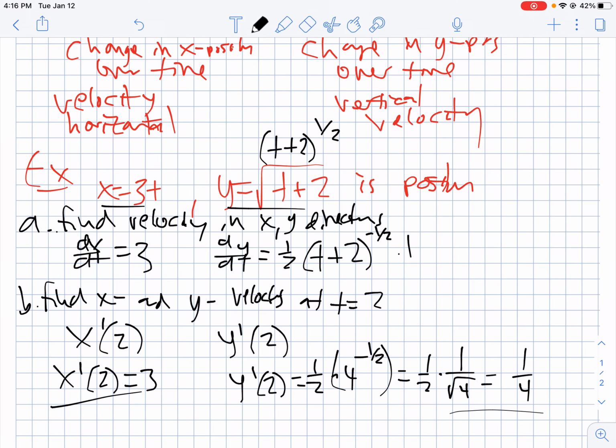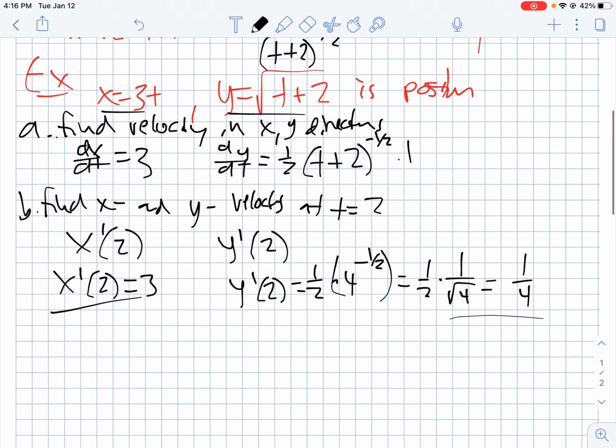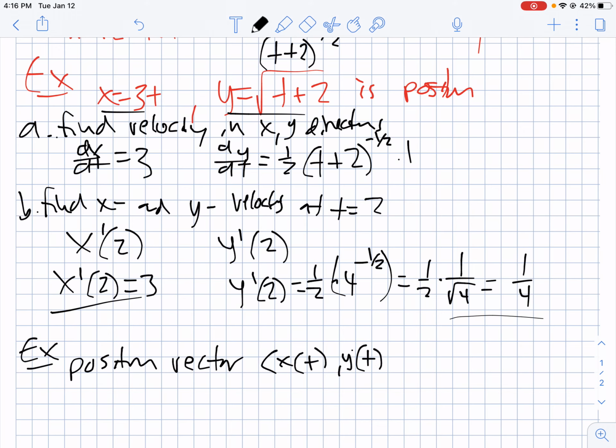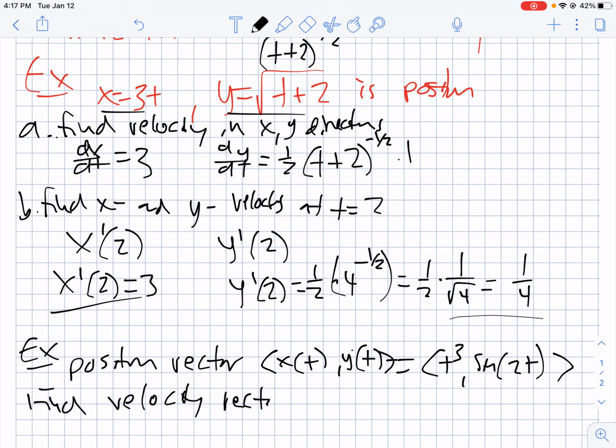All right, so we can also think about these. We've talked about the vector, the position vector before. Okay, so if you have a position vector, which again, sometimes we write with these funky little arrow things, x of t, y of t is, let's say, t cubed comma sine of 2t. I might ask you to find the velocity vector, and let's go a step further, of course, the acceleration vector.